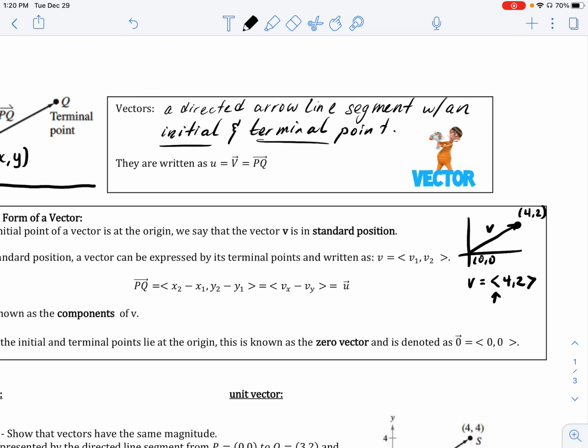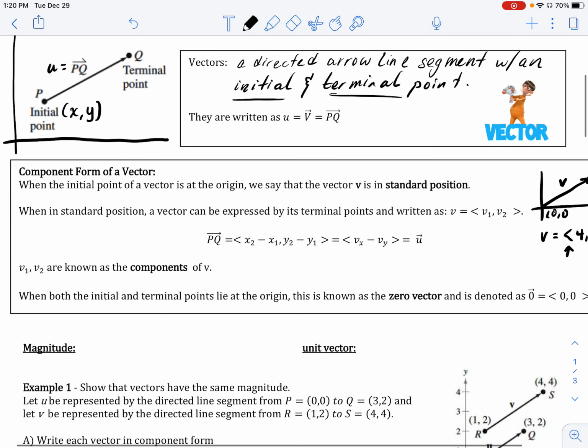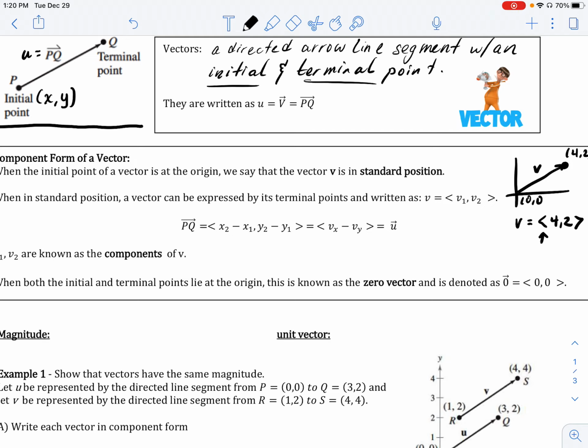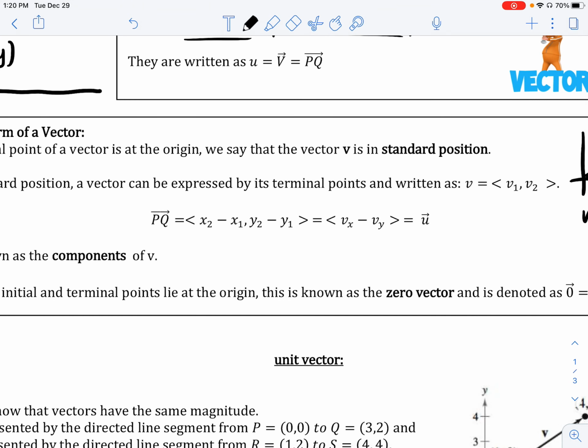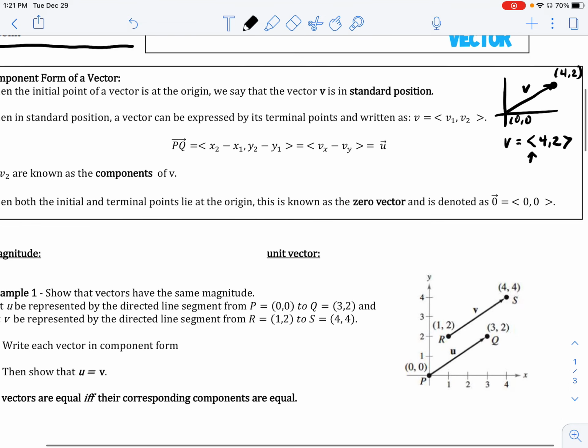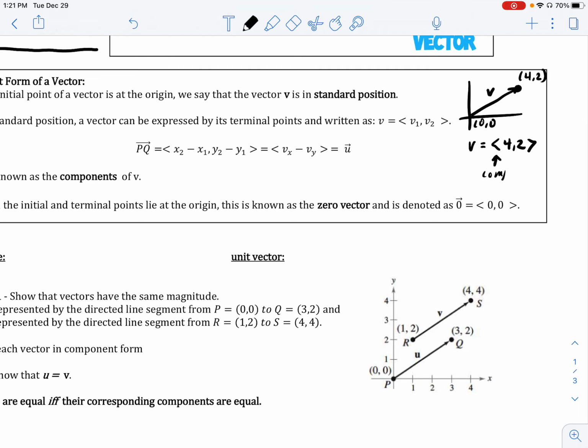And when you have a vector that's written in this form, we say that this is component form. So the component form of a vector is when a vector is written with its initial point being at the origin and described just by its terminal points. Now, any vector that is not in component form, we can write it in component form by rewriting it as if it were in standard position. And all that is simply finding the difference of your x components and your y components. And we'll do an example of this below. But just making sure that we understand what we're describing here, these are our components of our vector.